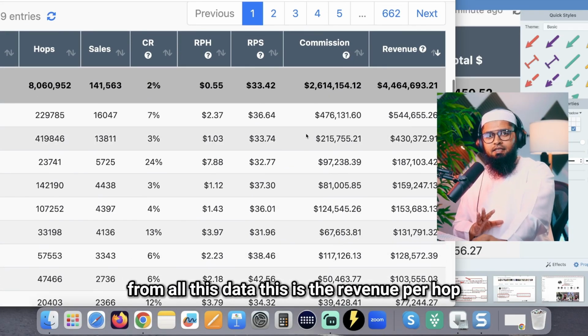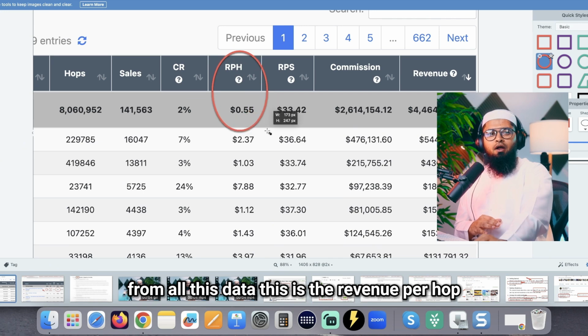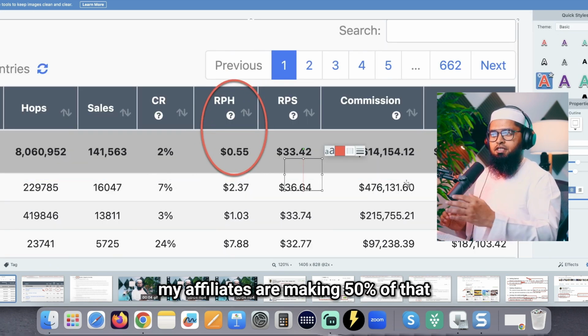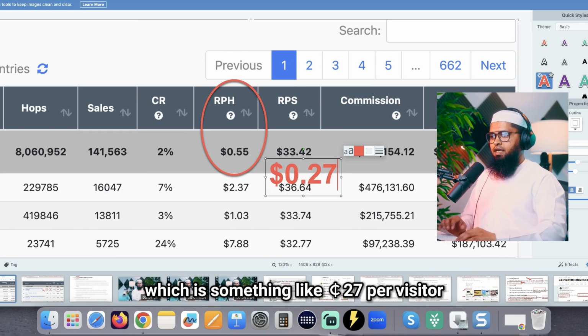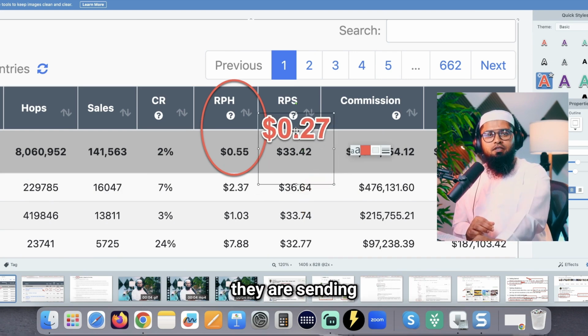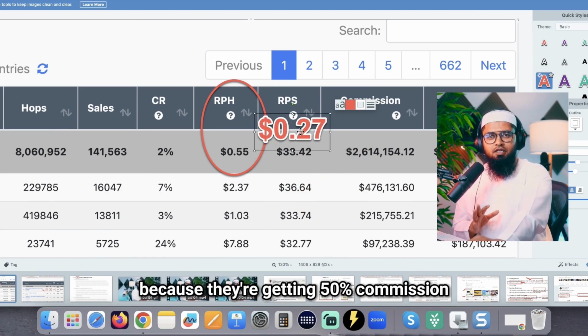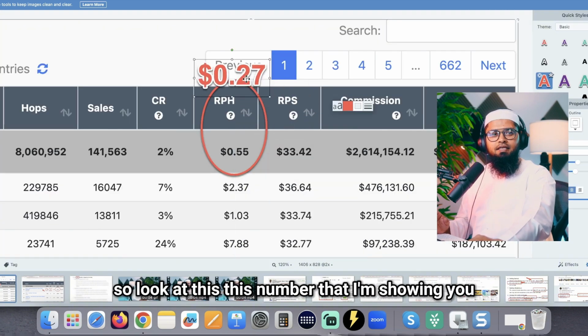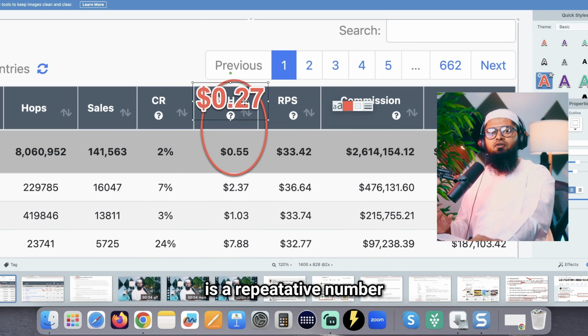From all this data, this is the revenue per hop. Did you see that? On the average, my affiliates are making 50% of that, which is something like 27 cents per visitor they are sending, because they're getting 50% commission. So I'm actually making more money than them, right? So look at this. This number that I'm showing you is a repetitive number.